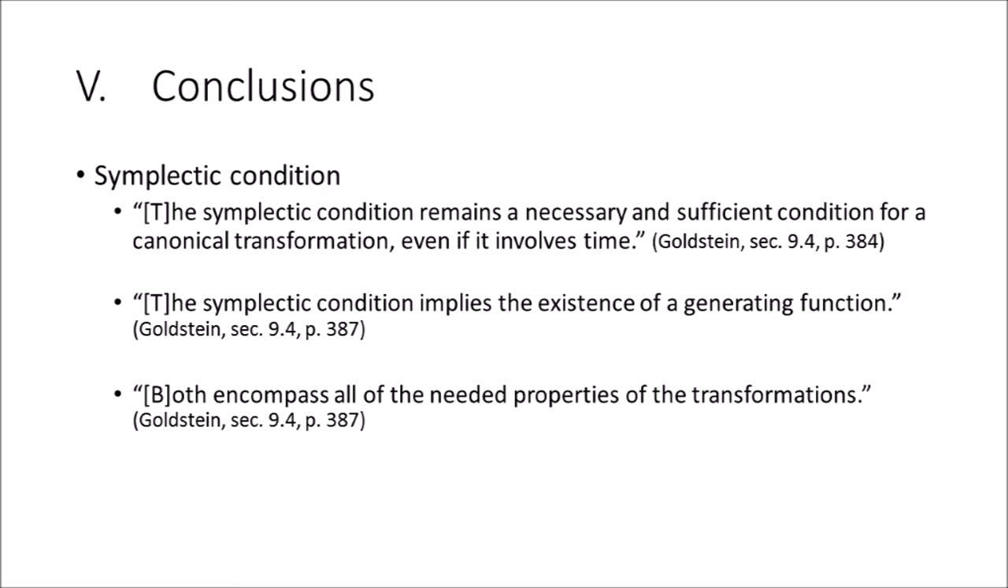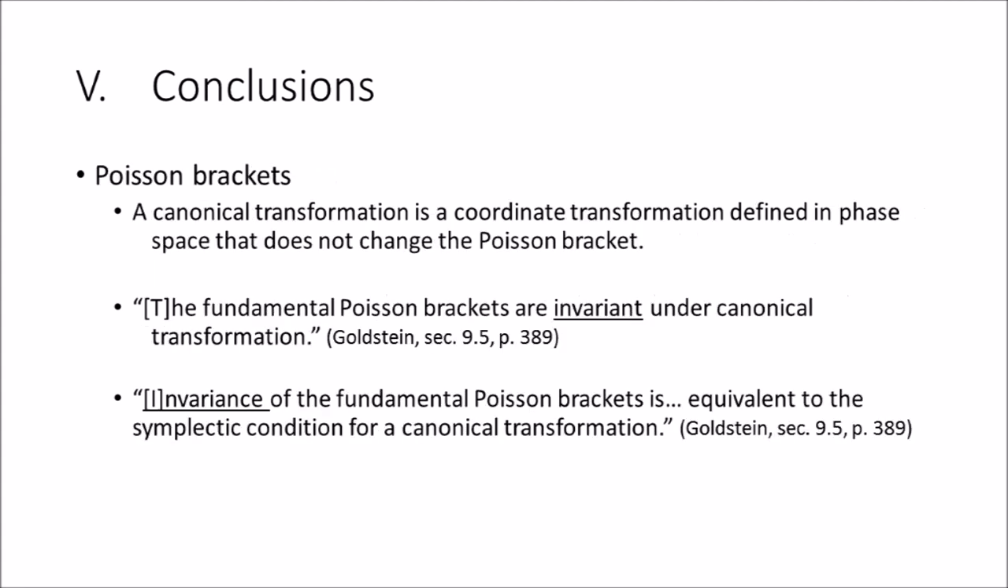Symplectic conditions imply generating functions. It's the same thing because the fundamental basis is the Poisson brackets. Now, a couple of pages in section 8.1 and section 9.4 were the material for this presentation. You can't really get an appreciation for what's going on here until you read section 9.5. A canonical transformation is a coordinate transformation defined in phase space that does not change the Poisson bracket. It all comes down to the Poisson bracket. That is the mapping. That is the thing that is being done that keeps your transformation canonical.